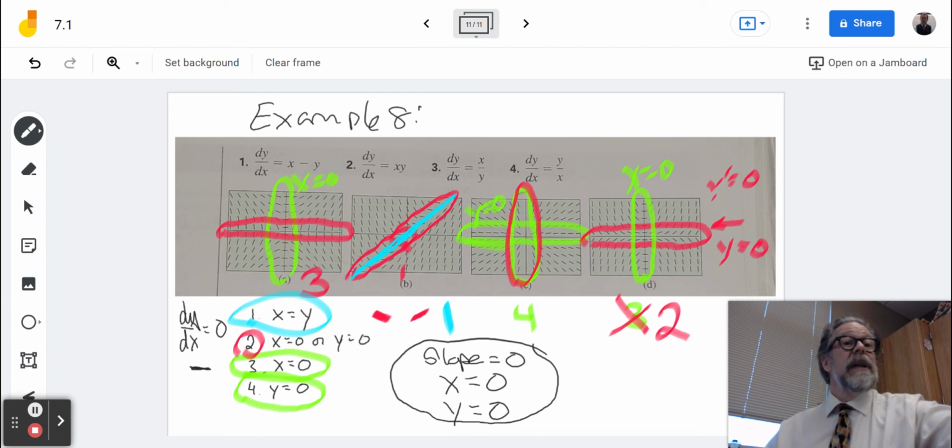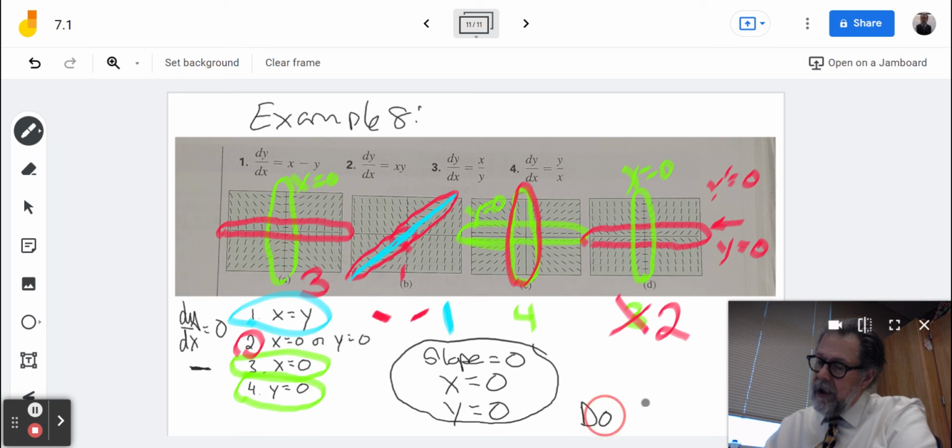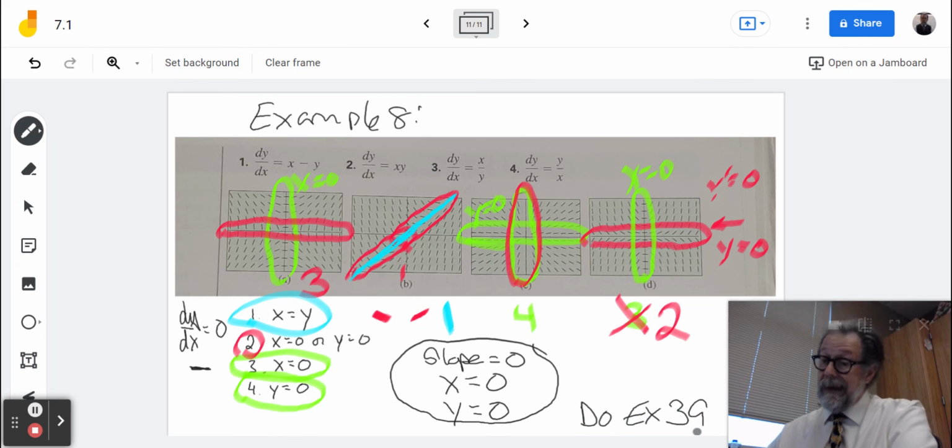All right. So let's see. I'm going to have you go ahead and do exercise 39. If you're in my class, and if you're not, if you're working along in the same book, you're more than welcome to jump in and do that. And that is slope fields.